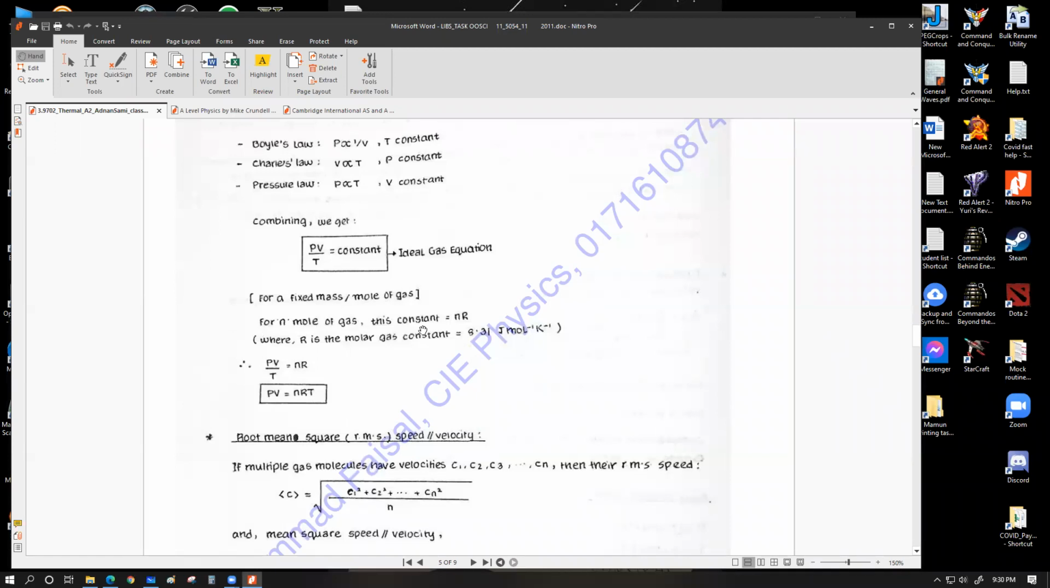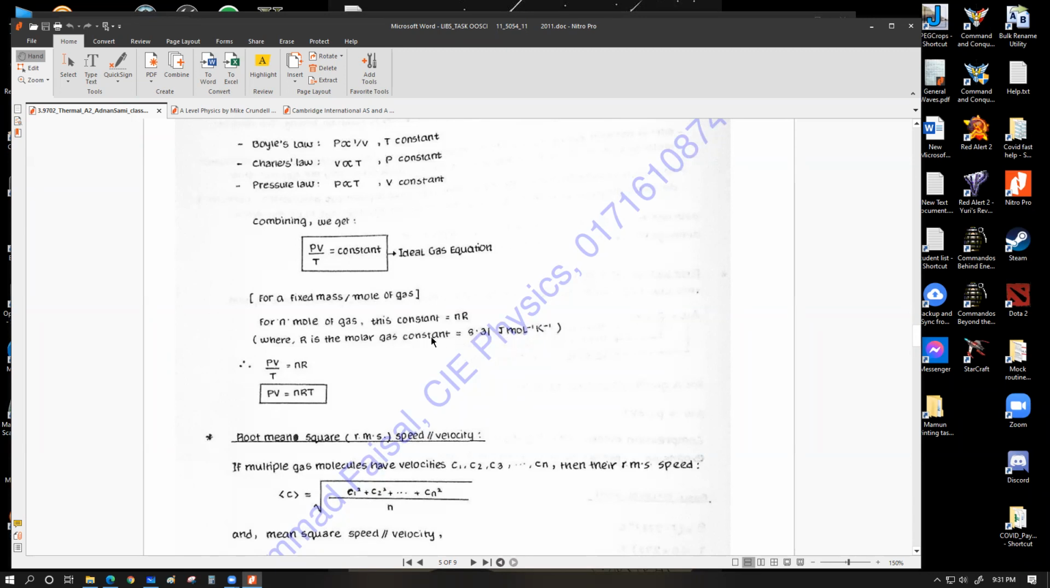For n moles of gas, this constant is n into R. R is called the molar gas constant. Have a look at the definition and the unit. It would make sense just by looking at the unit. Molar gas constant is defined as 8.31 joule per mole per Kelvin. This basically means for 1 mole of ideal gas, if you want to increase the temperature by 1 Kelvin, the amount of heat energy you're going to require is 8.31 joule. So 8.31 joule per mole per Kelvin.